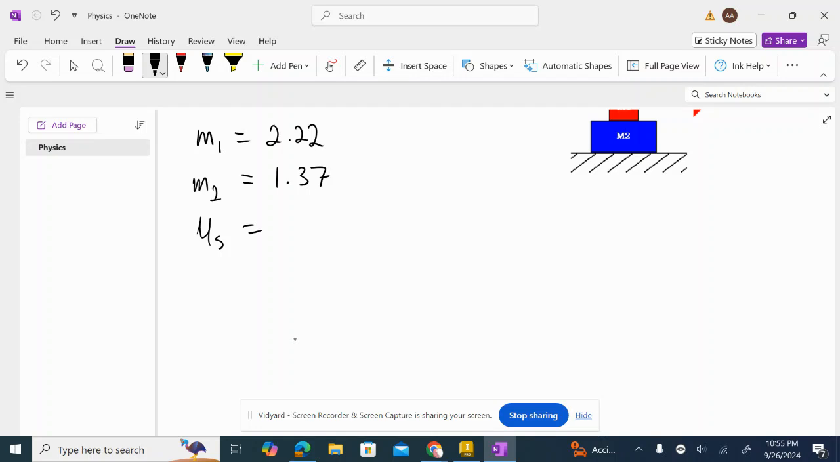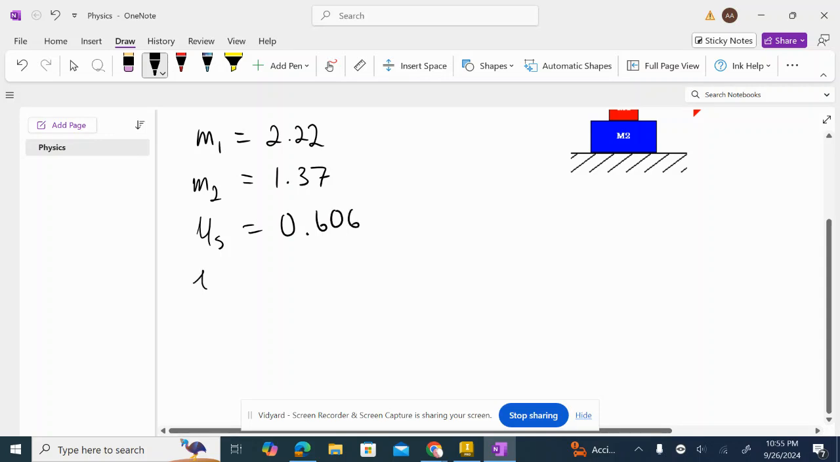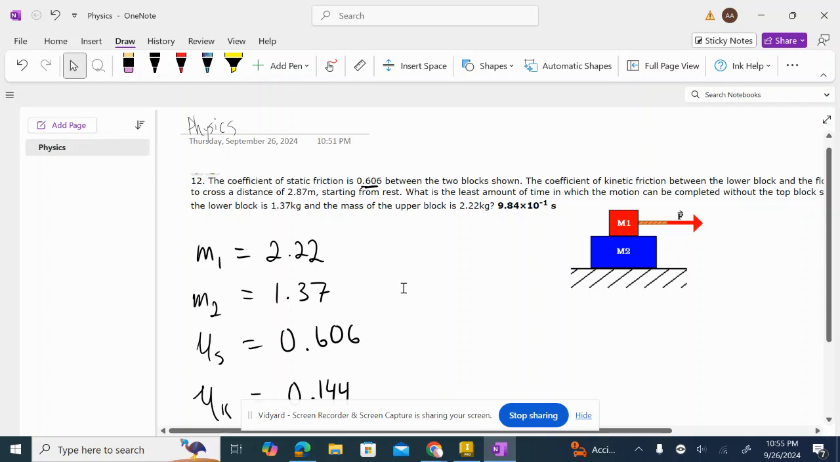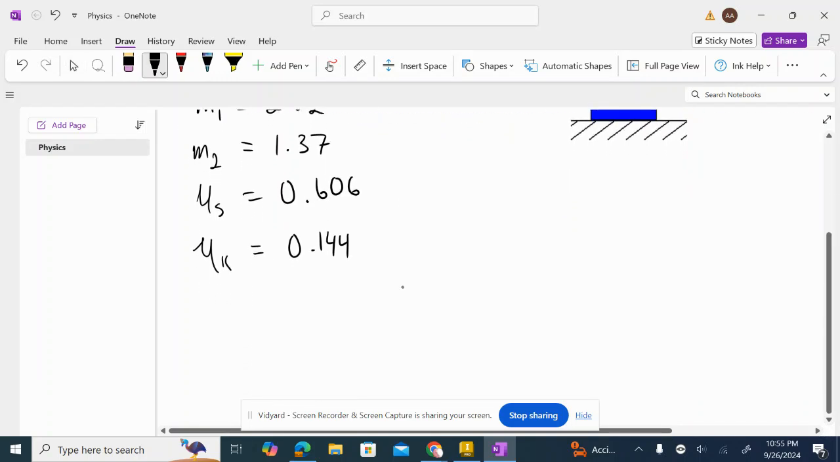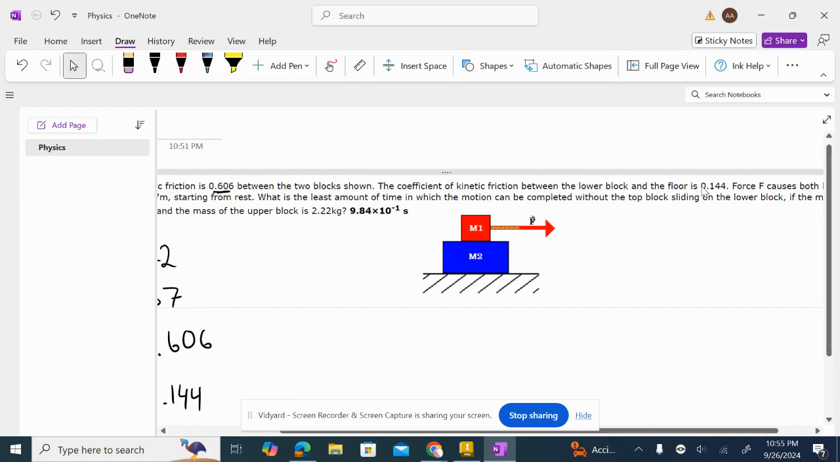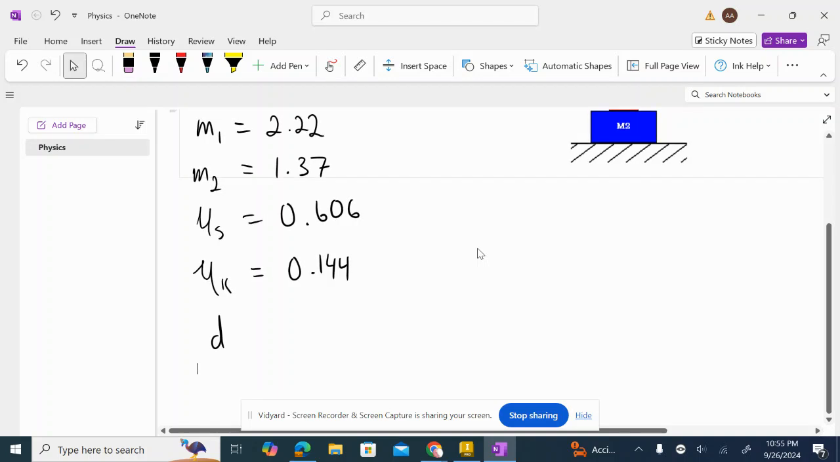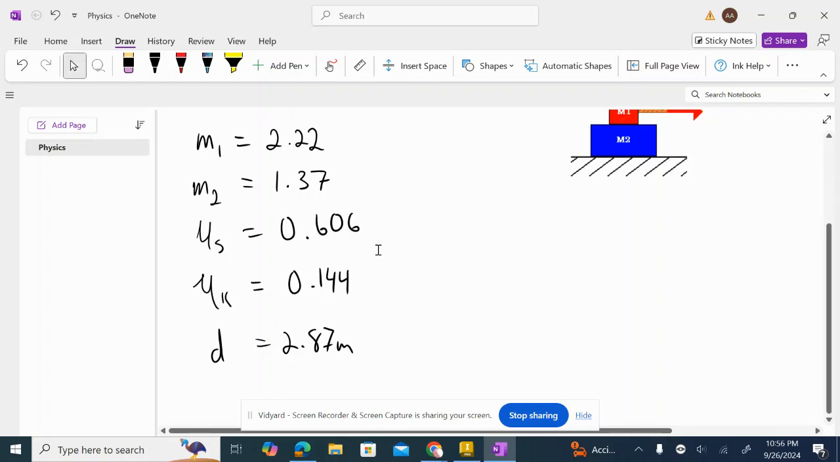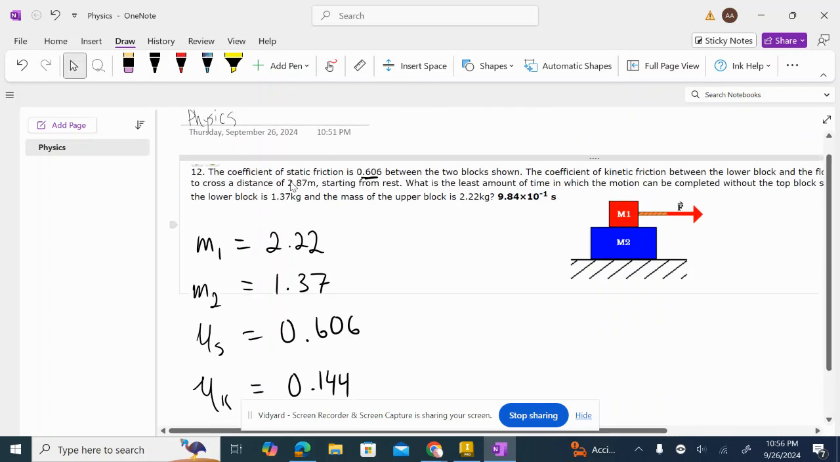Mu s is going to be for me 0.606, and then we have mu k, which is going to equal 0.144. And then we have d, which is the distance. Oh, sorry, I forgot to say mu k is the friction between M2 and the floor, and it should be right there. Okay. Anyways, and then d is going to equal for me 2.87 meters, and that's going to be right there.